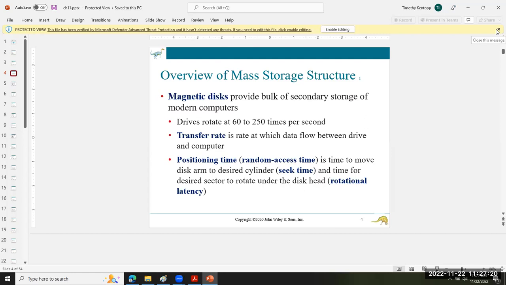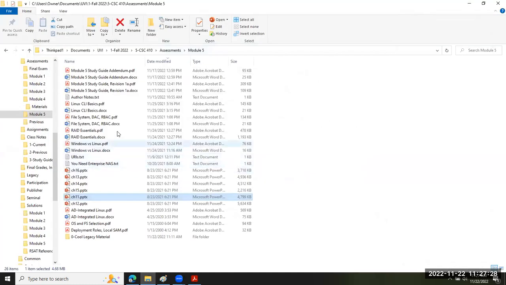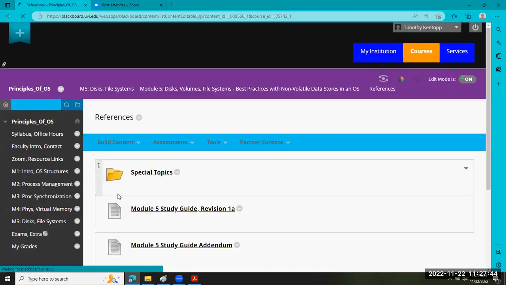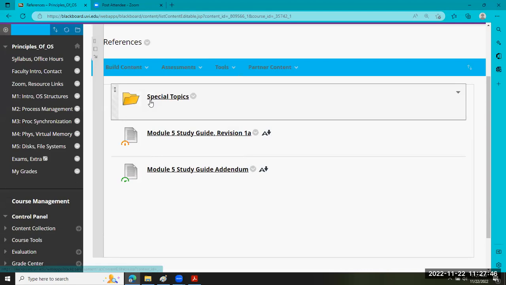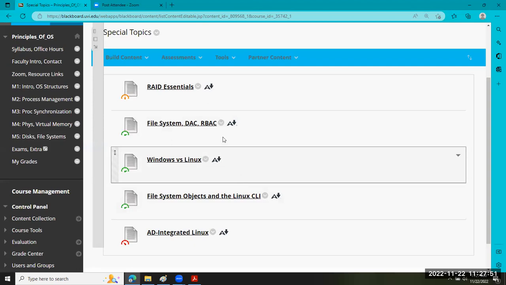Rather than spending huge amounts of time reviewing the slides, there are special topics on Linux command line interface basics for the file system, for RAID, for Windows versus Linux, and for AD integrated Linux. These are special topics inside the references folder. Those are things that supplement what's in the study guide, and there is important information in here to take a look at.